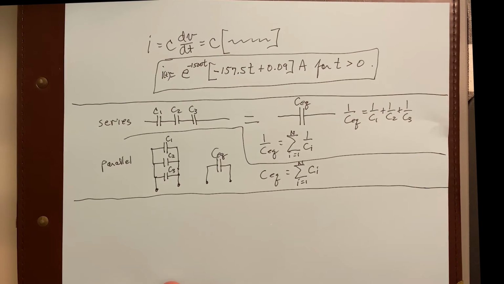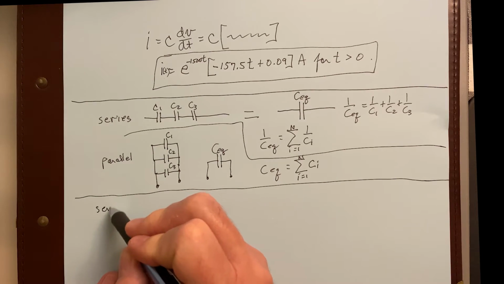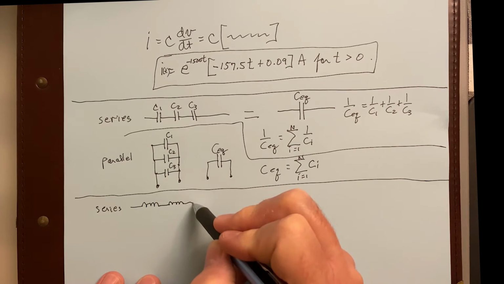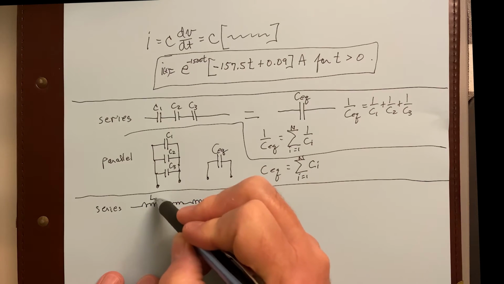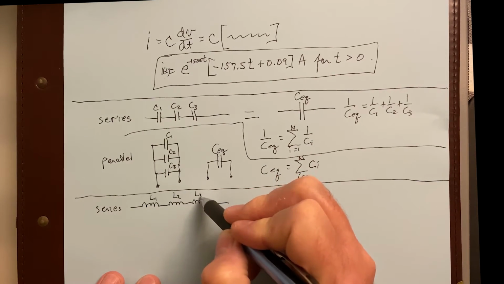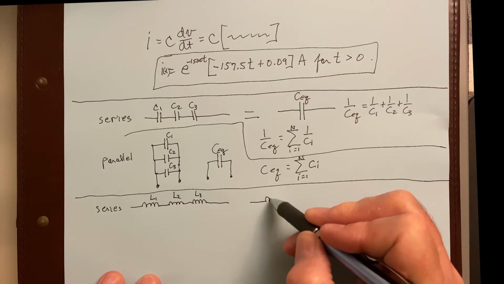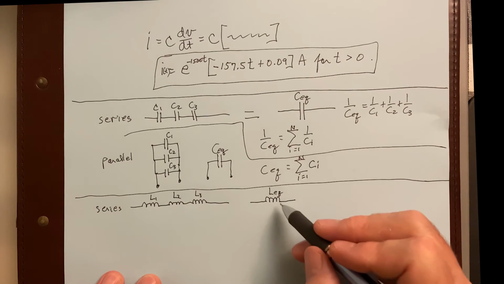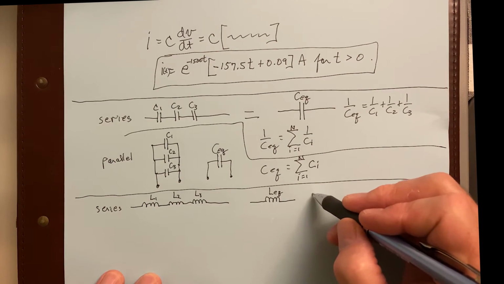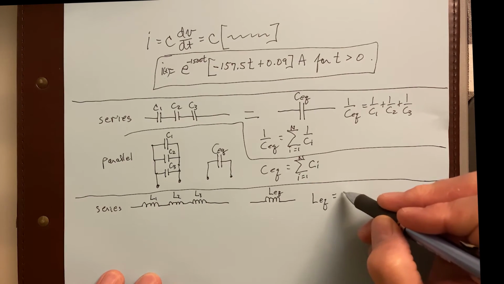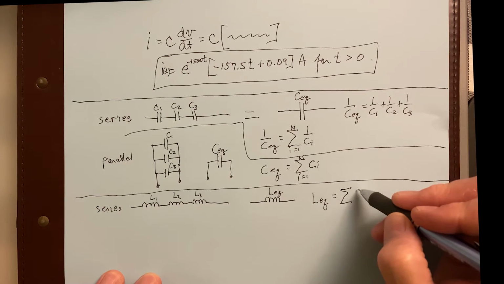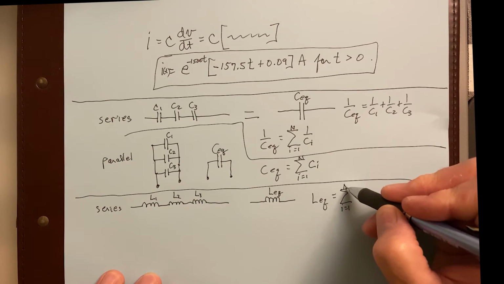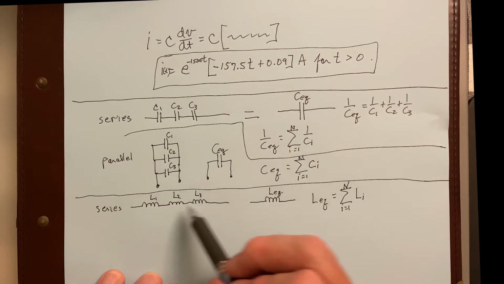However, when we come to inductors, if I have series inductors, let's say that I've got 3 inductors here, that look like that, L1, L2, L3, and I want to combine them into one LEQ. Then inductors combine exactly the same way that resistors do. So LEQ is equal to the sum of all of the individual inductances, where I is equal to 1 to n, however many inductors you have in your series here.